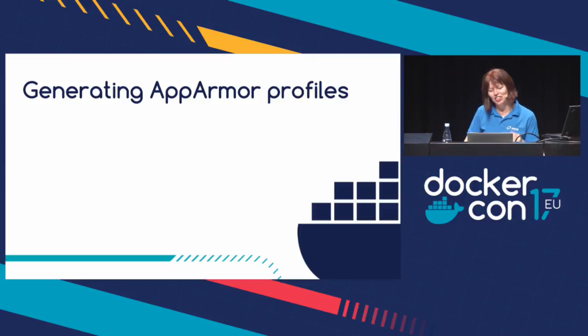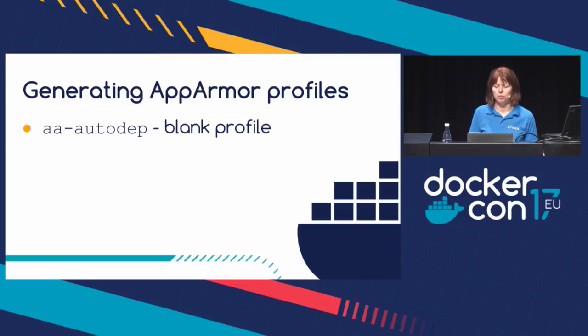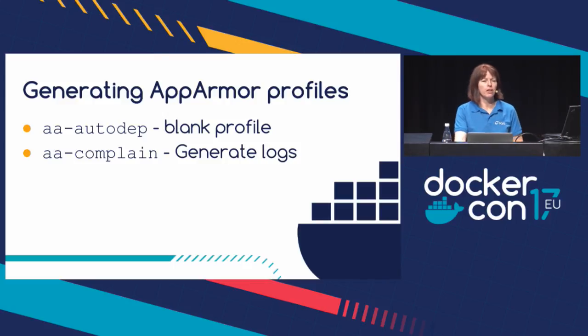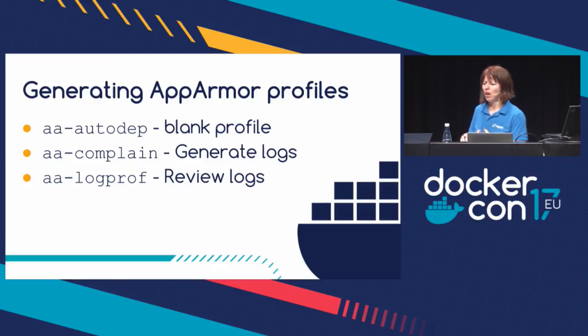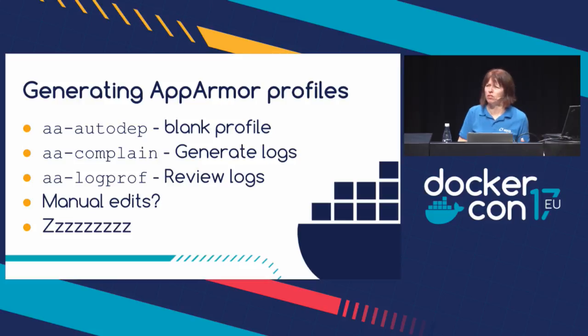So it's non-trivial. If you want to generate an AppArmor profile, you install these AppArmor utilities and you start by creating a blank profile with one of these utilities. You put your profile into complain mode, run your program. It generates logs as the program runs. You can then review all of those logs and decide whether they should be allowed or not in the AppArmor profile. Maybe you're going to manually edit that profile when you finish. And basically, by the time you've got to the end of this, you will have lost the will to live.